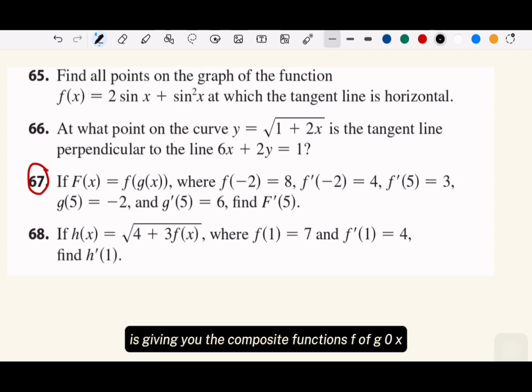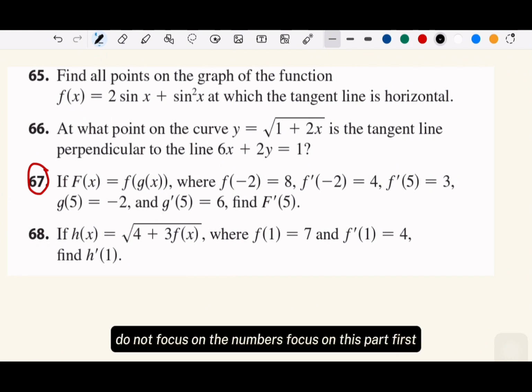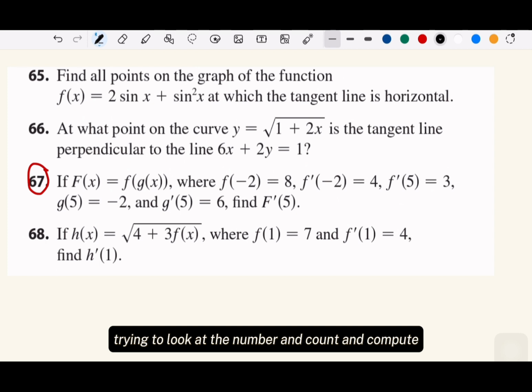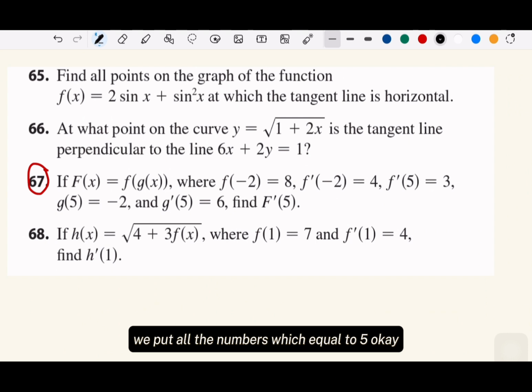It's giving you the composite function, so f of g of x. What you need to do is focus on the structure of the function. Do not focus on the numbers. Focus on this part first. This is the capital F. So you need to find the capital F prime. Before trying to look at the numbers and compute, which if you do that you will get the wrong answer. What will be the first derivative of this? Write that down first without putting any numbers inside. After you get the structure, which is very similar to what I've taught before, then we put in the numbers, which equal 5.